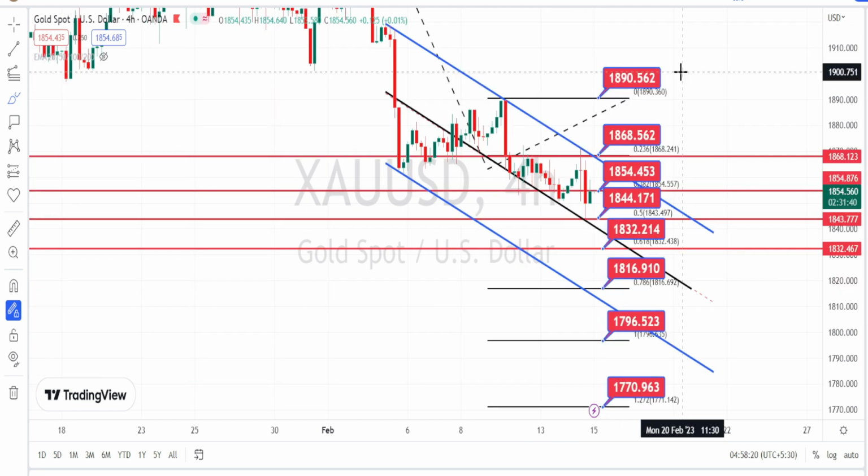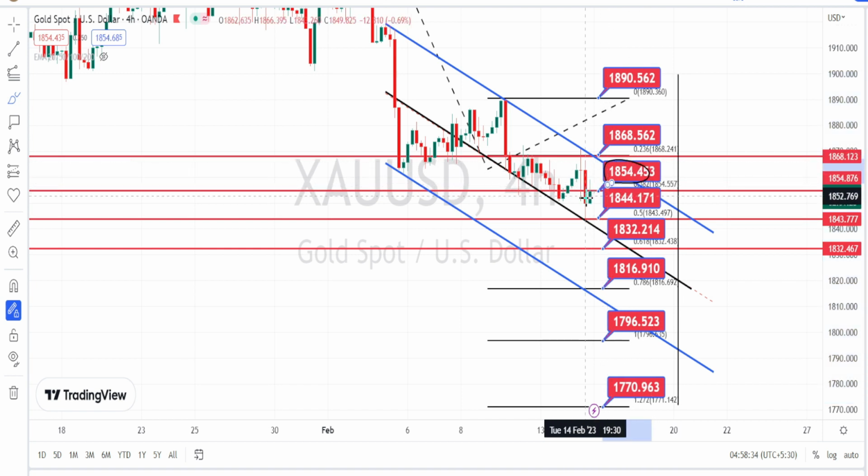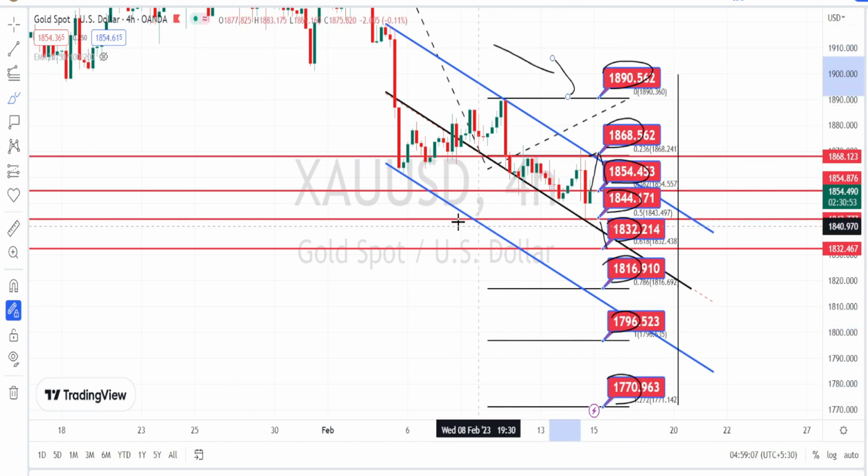So the values within these red color boxes are the resistance and support levels for current price action in 4 hours time frame. Currently the price action is testing the resistance level of 1854. Once this resistance level is broken, the next level of resistance is going to be around 1868 and 1890. And on the bearish side, if the support level of 1844 is broken, the next level of support is going to be around 1832, 1816, 1796 and 1770. The overall trend of the price action is in a bearish trend as long as it is trading within this bearish channel pattern from the 4 hours time frame.